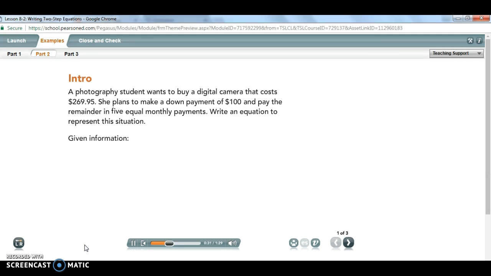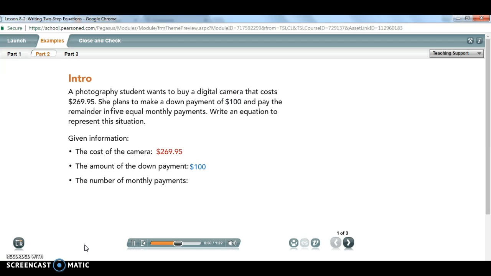Start by thinking about the information you are given and what you need to find. You know that the cost of the camera is $269.95. The amount of the down payment is $100. The number of monthly payments is 5.